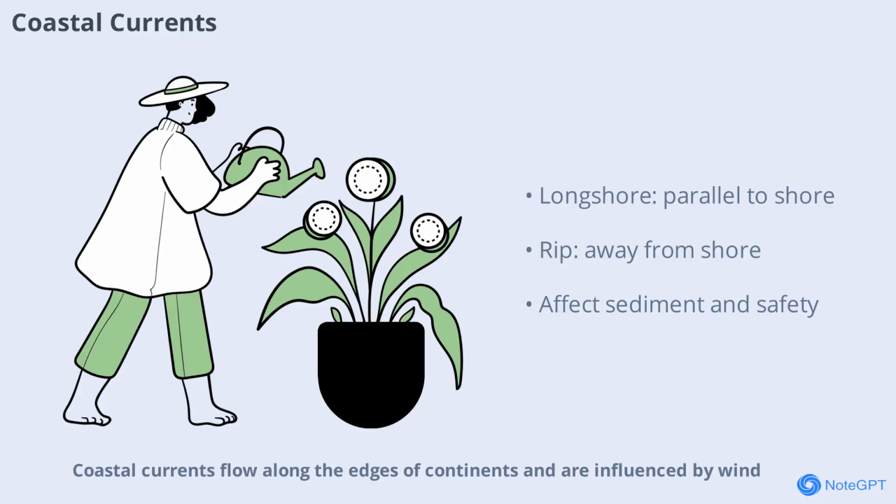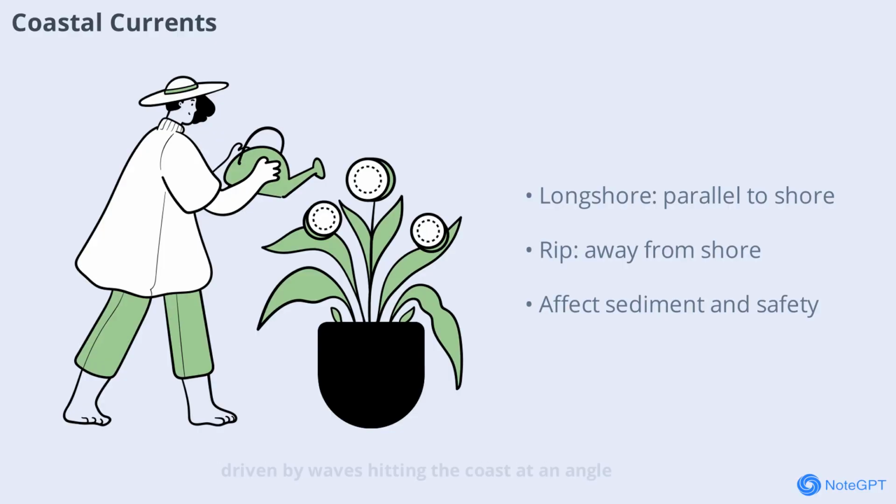Coastal currents flow along the edges of continents and are influenced by wind, waves, and the shape of the coastline. Two main types are longshore currents and rip currents. Longshore currents move parallel to the shore, driven by waves hitting the coast at an angle. They transport sediment and can cause significant beach erosion. Rip currents, in contrast, are strong, narrow flows that move directly away from the shore, often forming near sandbars or piers. Both types of currents are important for coastal processes and safety.